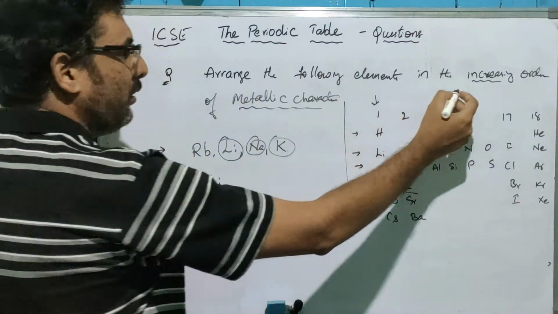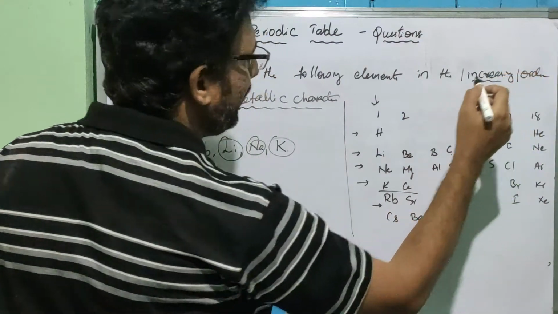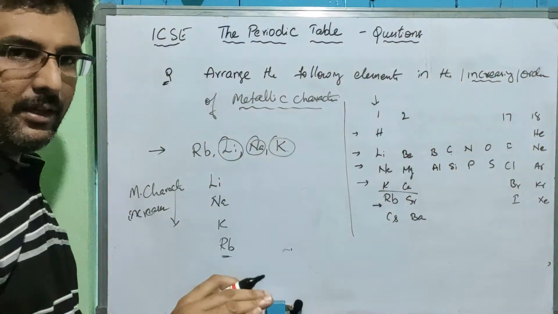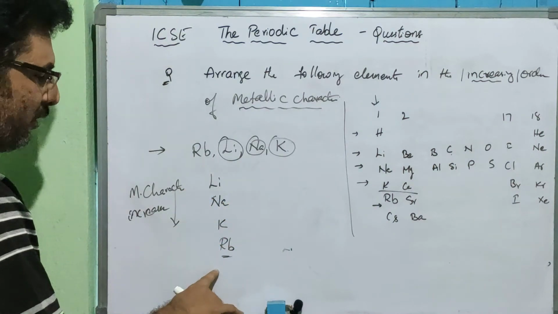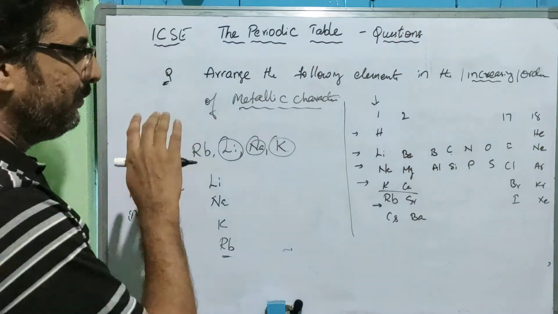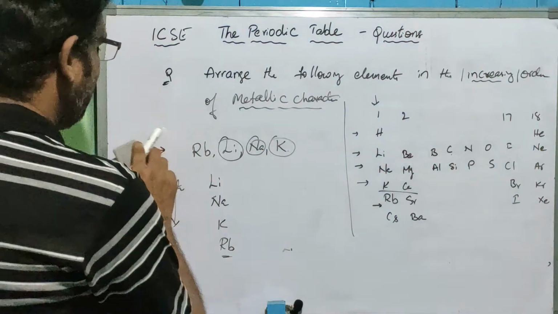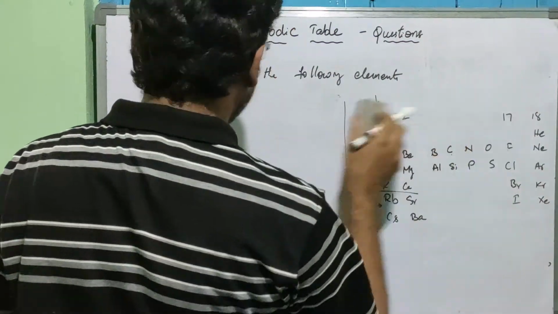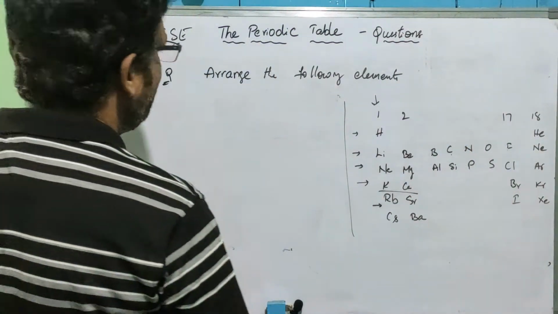And in the question also, it is asking to write in the increasing order only. So the order remains the same. This will be the increasing order of the metallic character of these elements. Okay, let's see another example of the same type of question.